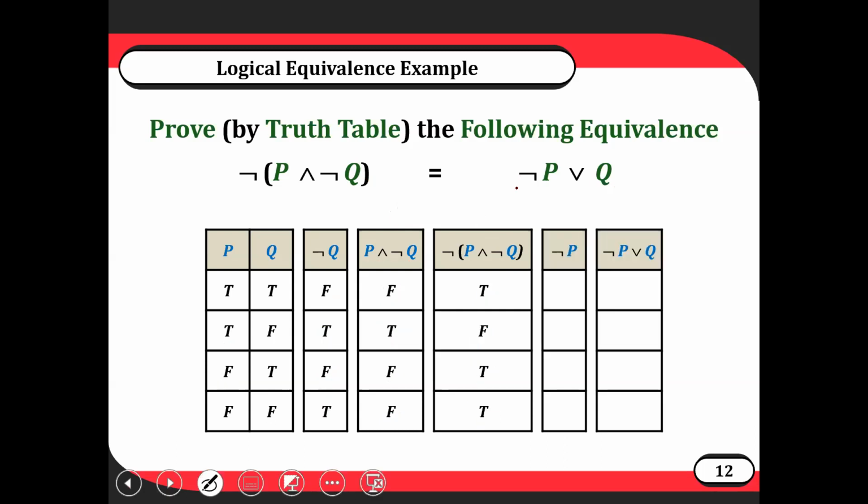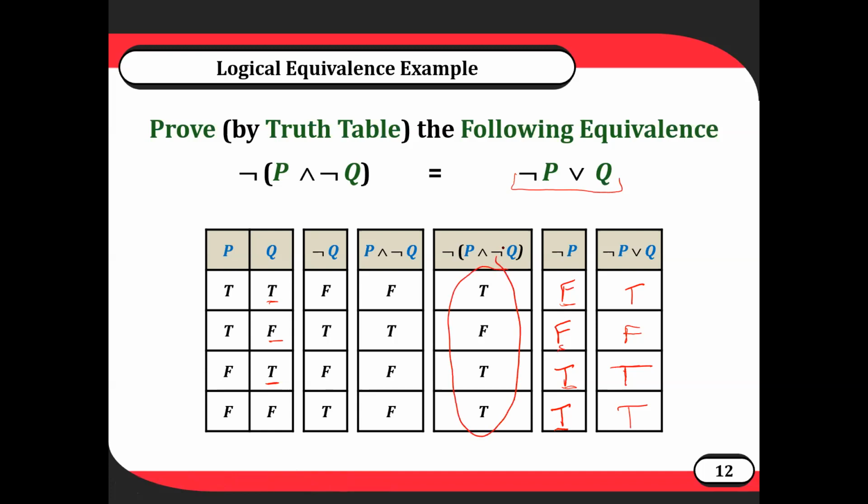Now we want to evaluate this side. First we need not P. That's going to be false, false, true, true. And then not P or Q. We take this Q, at least one of them is true, so this is true. Both are false here, so this is false. Both are true, this is true, and we have one true, so this is also true. So we wanted to show that this expression was equivalent to this expression, and since they have the same column in the truth table, we've shown that that's true.